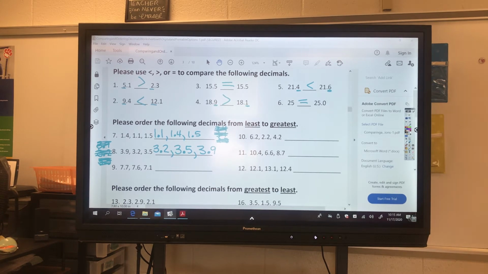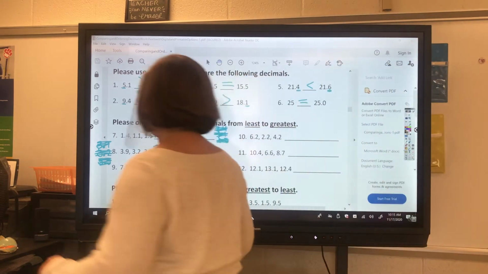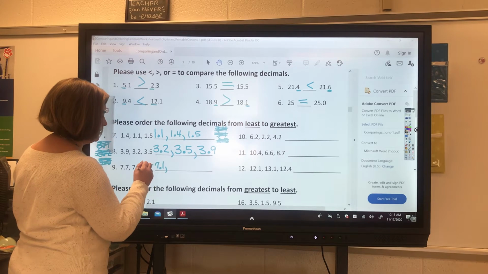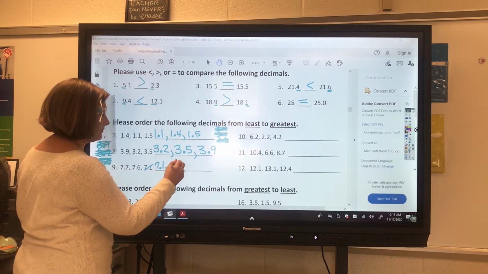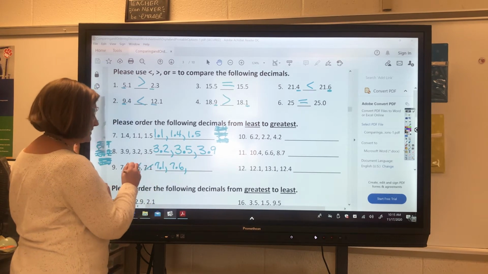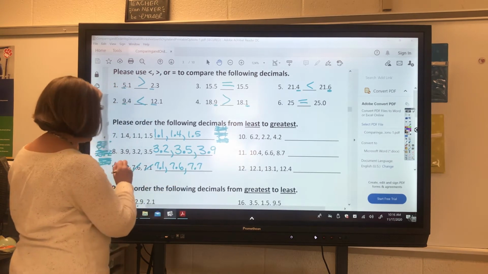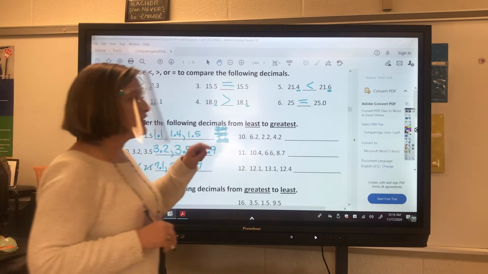All right, for number 9, what's going to come first? 7 and 1/10. Next. 7 and 6/10, and what's the biggest one? 7 and 7/10. Let's look at number 10.